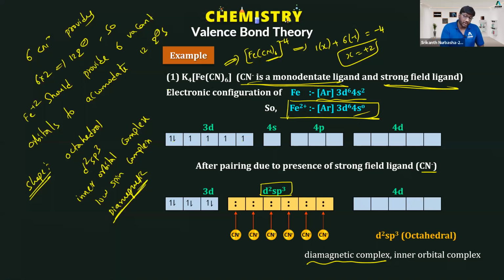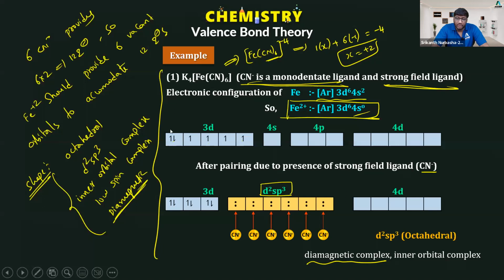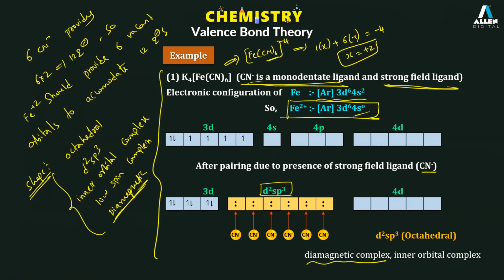So this is how you need to understand the complex K4[Fe(CN)6]. Whenever this complex has been given to you, what is the hybridization, what is the shape, what type of complex it is, low spin or high spin, and magnetic nature, all these points you have to understand. If you are done with the noting part, please let me know, students. I'll proceed. Done? Okay, fine.